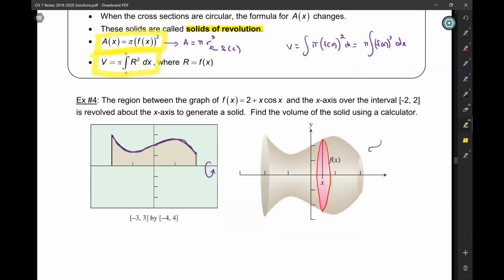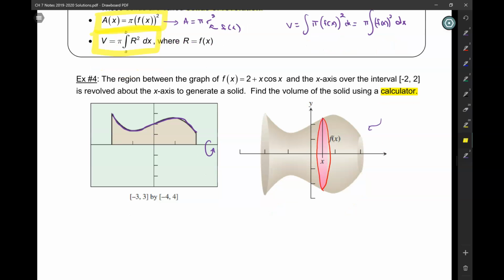Okay, so let's do one. The region between the graph of f of x equals 2 plus x cosine x, that's what that is, and the x-axis over the interval -2 to 2, so that gray region, is revolved around the x-axis to generate a solid. Find the volume of the solid using a calculator. Okay? So these will either be on a calculator section and so on.